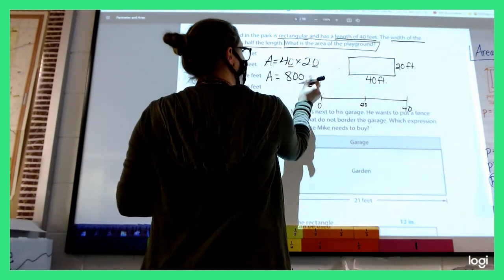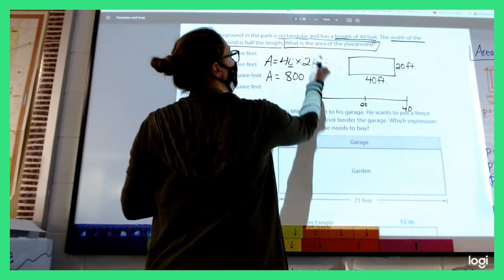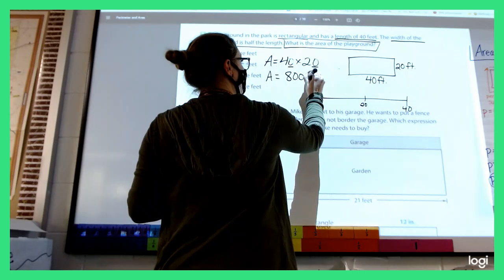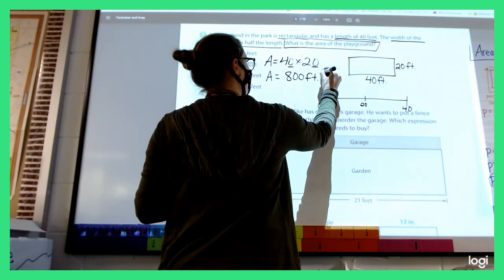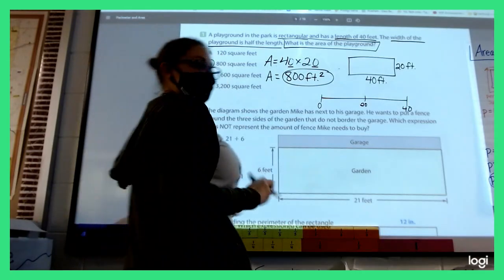4 times 2 is 8. Uncover my zeros, add them back on. 800, and it's area, so it is feet. It's the answer to the area question, so it's squared. Why did I do that? I could have just put feet.